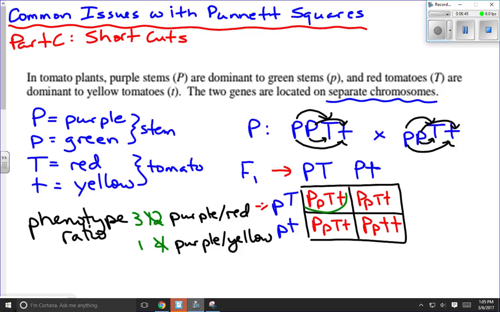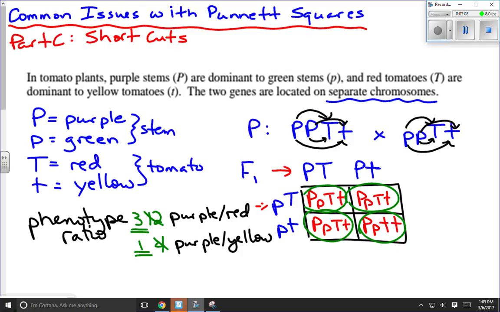Purple and red, we now have 1, 2, 3. In our previous Punnett square, we had 12. Well, here we have 3, which is what it reduced to anyway in our ratio. And we have 1 purple stem yellow tomato. Well, we have 4 in our previous Punnett square that we reduced down to 1, which means we get a 3-to-1 ratio, regardless of whether we do a full Punnett square or a shortened Punnett square.